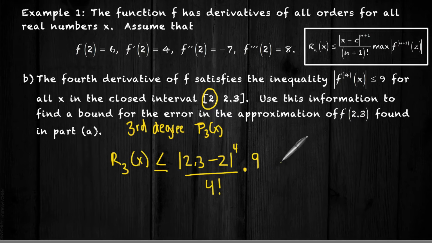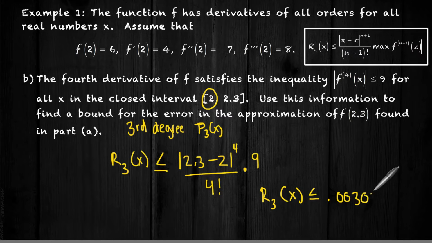You work all of that out on your calculator, and you will get that the biggest the error will be between your actual value and your approximated value, in a certain window between 2 and 2.3, that's important, is going to be no bigger than 0.0030375.